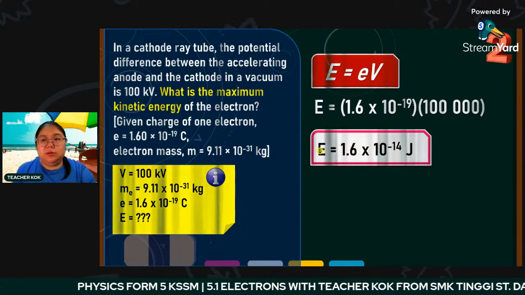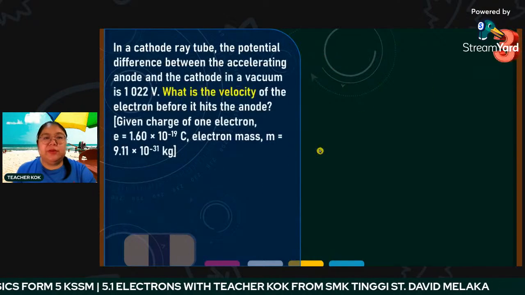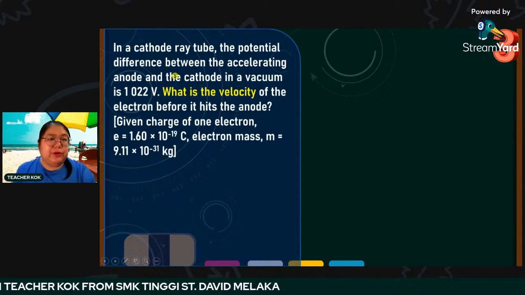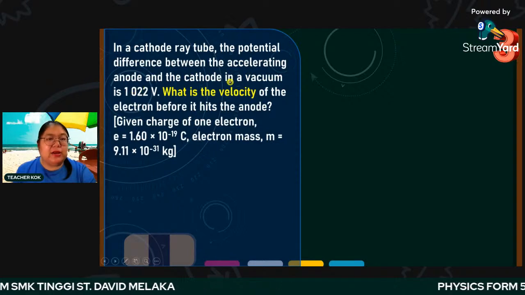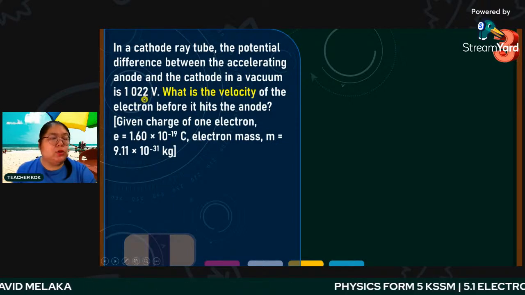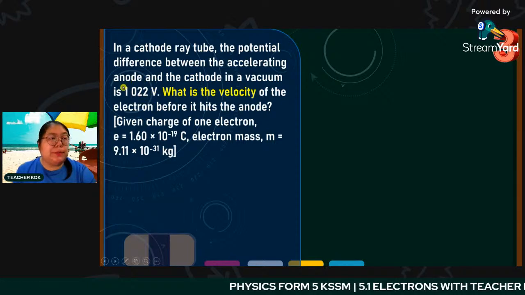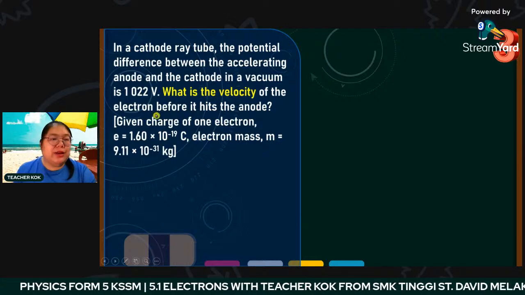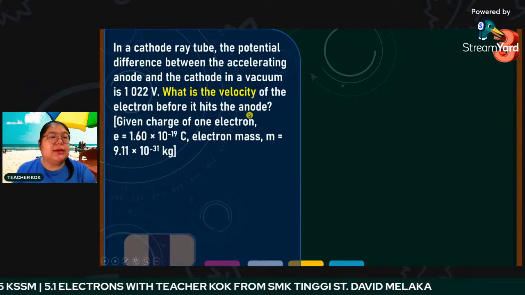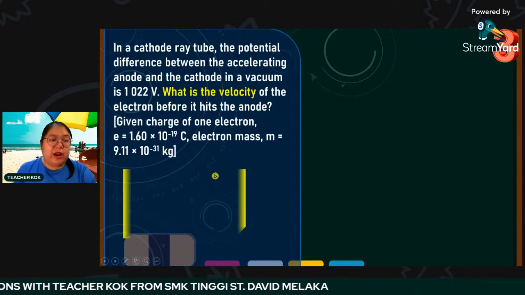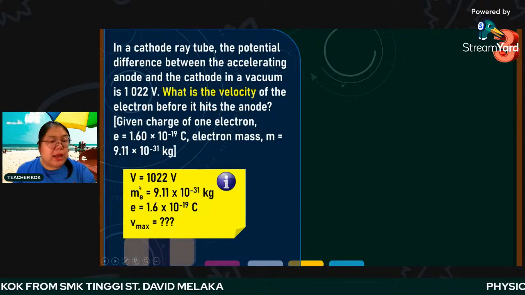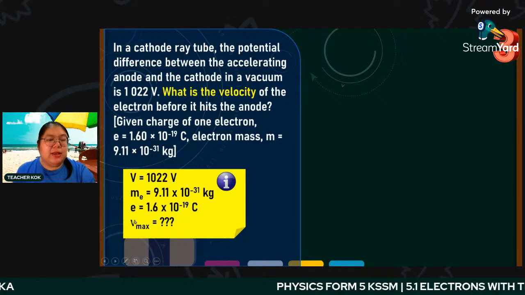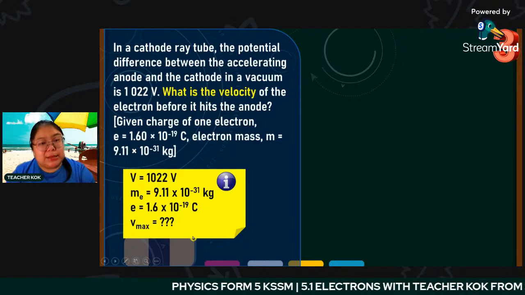Okay, then we continue with question number 3. In a cathode ray tube, the potential difference between the accelerating anode and the cathode is 1022 volt. What is the velocity of the electron before it hits the anode? So that means we need to write the info: potential difference, mass of electron, charge of electron, and the last one is the velocity maximum.